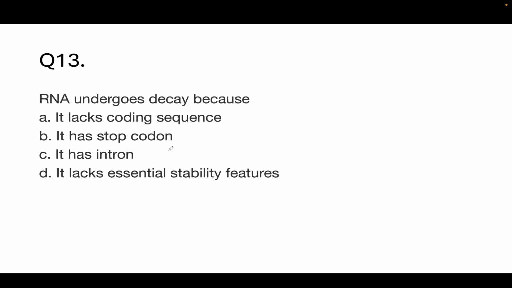Now here these two are a few basic questions. RNA undergoes decay because it lacks a coding sequence, it has a stop codon, it has an intron, or it lacks essential stability features. Which one is it?